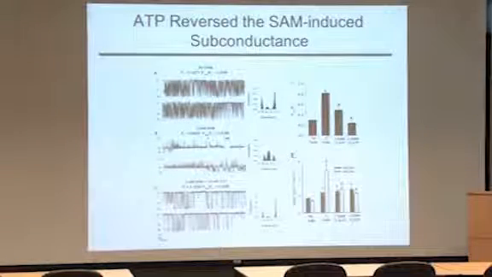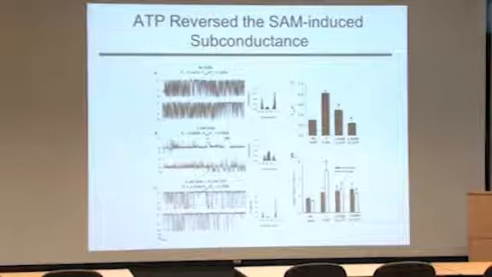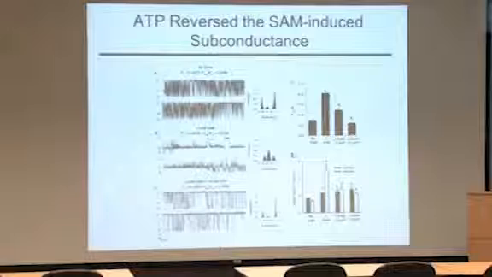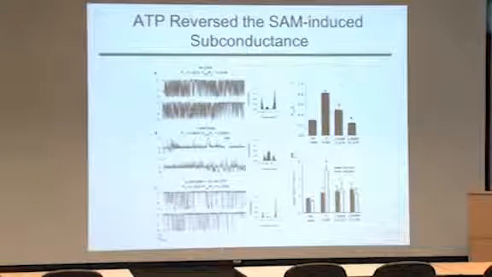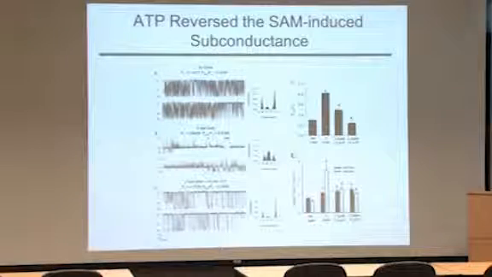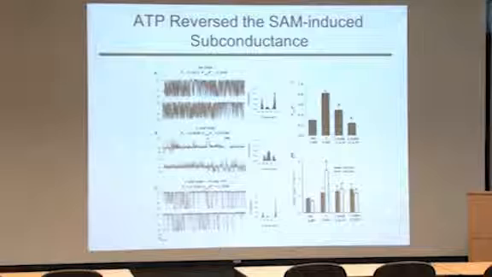To summarize: with no SAM, we have a low probability of the substate. Add SAM, probability goes up. Increase the concentration of ATP, the probability of the substate goes down. It is just the dwell times, how long the channel's open when it's open, how long it's closed when it's closed.